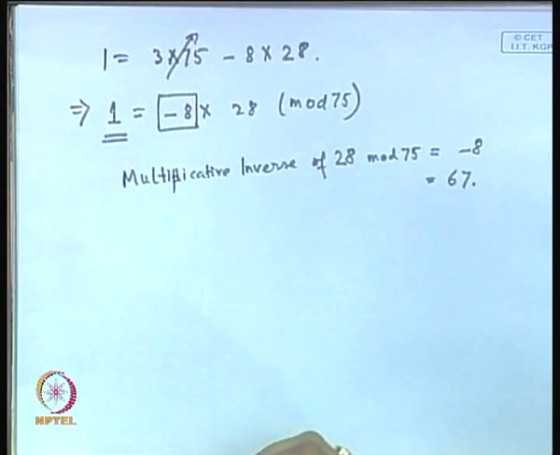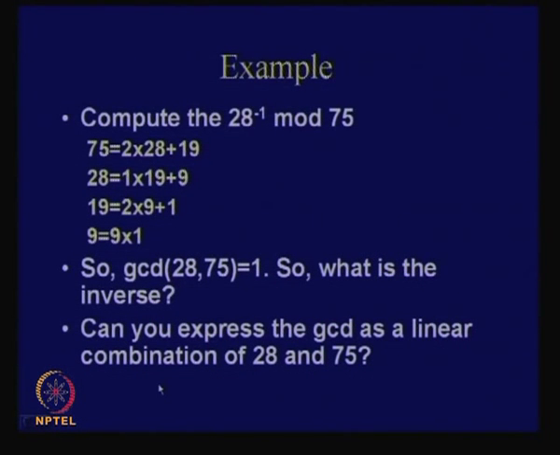So, therefore, what was the main objective? The main objective was that at each stage, whatever remainder we were getting from the Euclidean algorithm, we are expressing that remainder as a linear combination of the starting two elements. That is the mod value, what you are doing modulo with, and the element for which you are interested in computing the multiplicative inverse, right. And that is the main working principle. So, the main question is that can you express the GCD as a linear combination of 28 and 75. After that it is quite easy, because we know that GCD has to be 1.